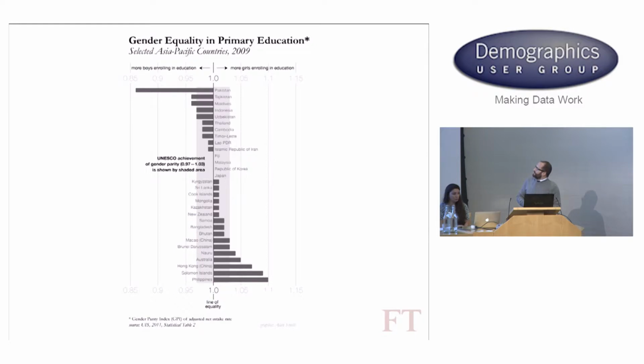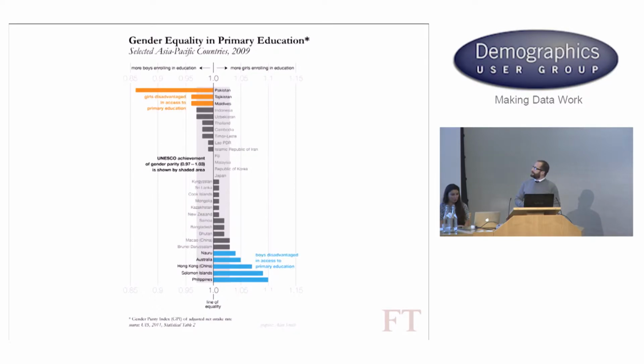Then we'll rename the chart and say this is not about the gender parity index of the adjusted net enrolment rate. This is gender equality in primary education that we're looking at. And what I'll do is pick out the countries that are not in that parity zone. And let's explain what picking that out means.